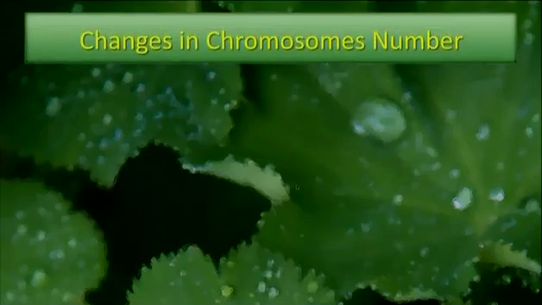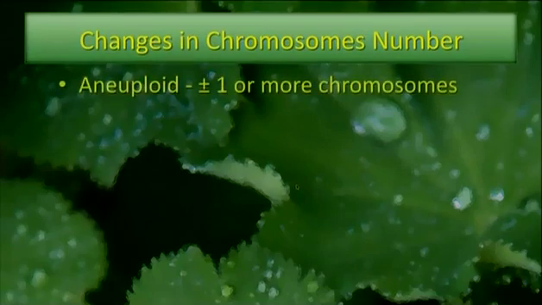Okay. Now, changes in chromosome number. Plants are remarkably tolerant of changes in chromosome number, as we saw last time. Remember those triploids and the tetraploids and the octoploids and so on that we talked about.